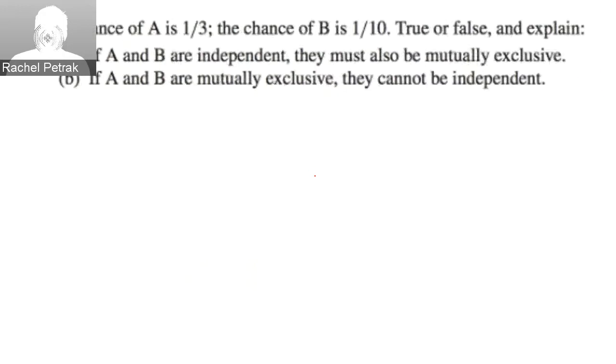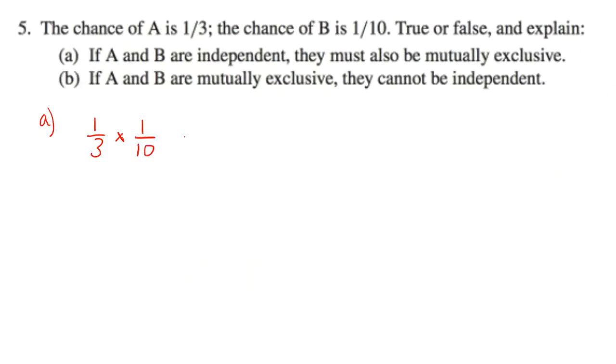If the chance of A is 1/3, the chance of B is 1 out of 10, or 1/10. True or false? And explain. If A and B are independent, they must also be mutually exclusive. This is false. A and B can happen together, and the chance that A and B happen together is 1 out of 3 times 1 out of 10. So they aren't mutually exclusive.